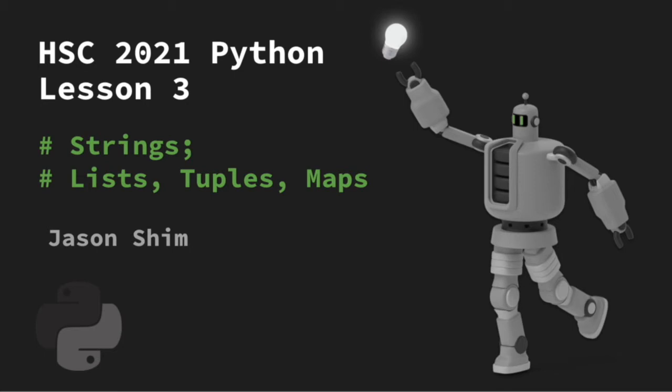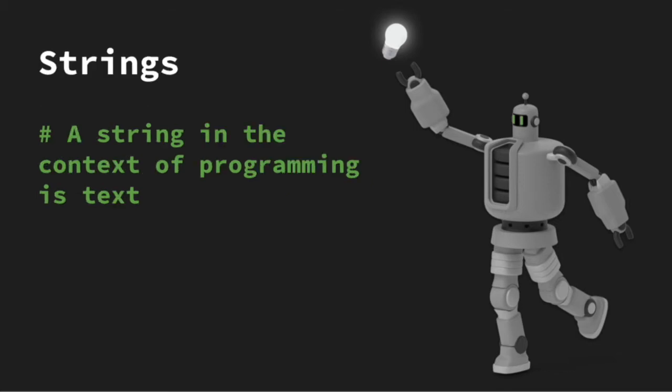I am Jason Shim, and today we'll be going over strings and their associated data structures, including lists, tuples, and maps. So let's jump right into it. Now let's start with strings. A string in the context of programming is text, and it's just a variable that stores any text data.